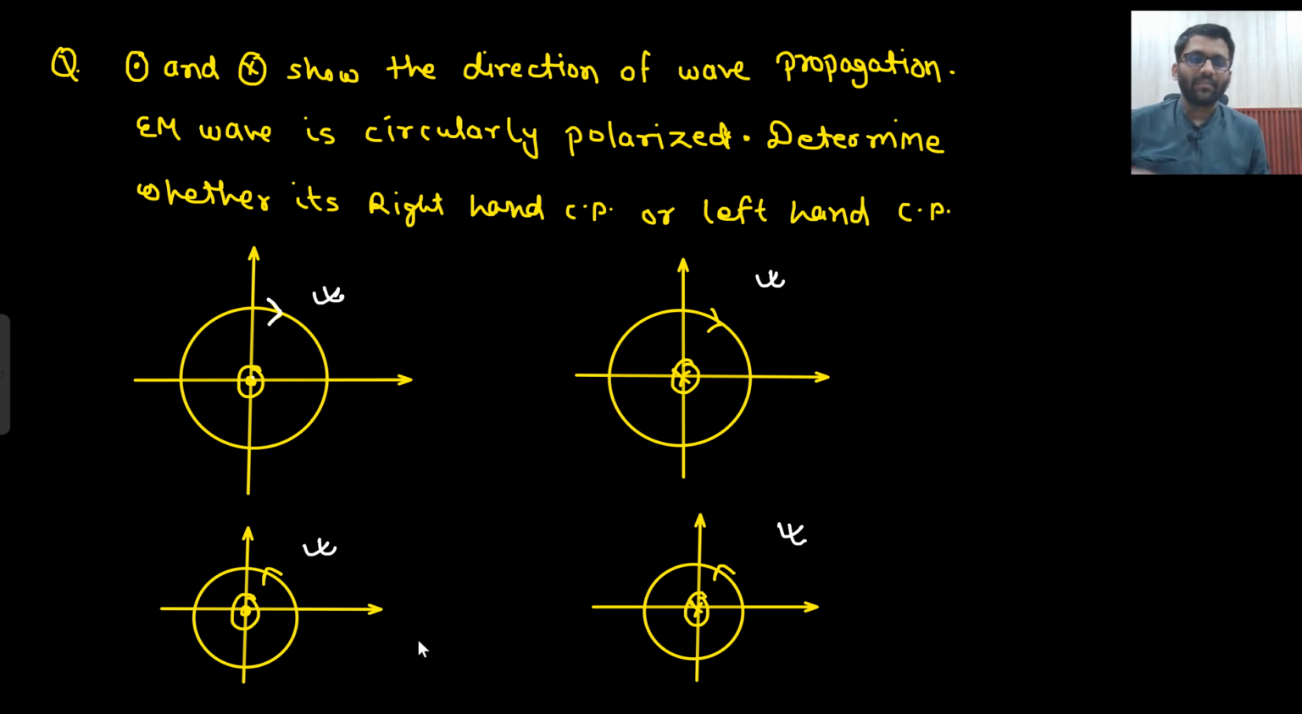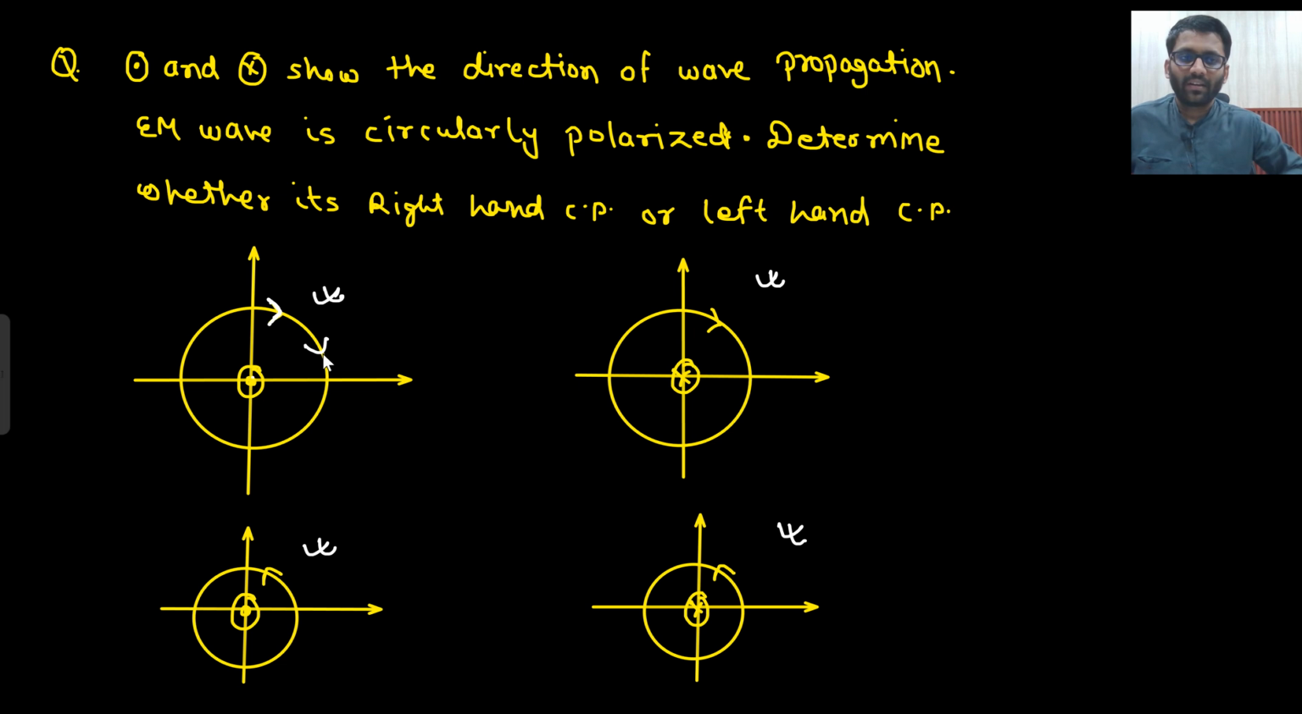If you see this diagram, the thumb is pointing towards the direction of propagation. That means it is coming towards you. This is the direction of propagation, and the fingers should rotate in the polarization direction. In this direction, the fingers should rotate. So you need to use your left hand, right?